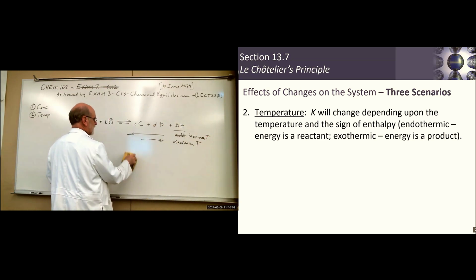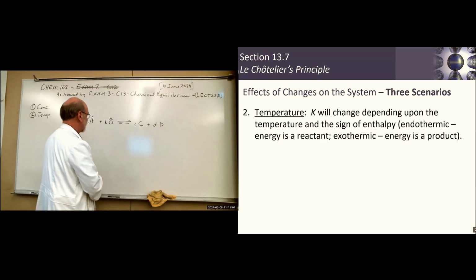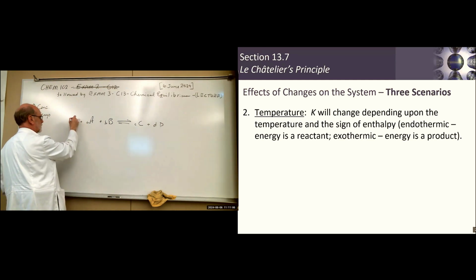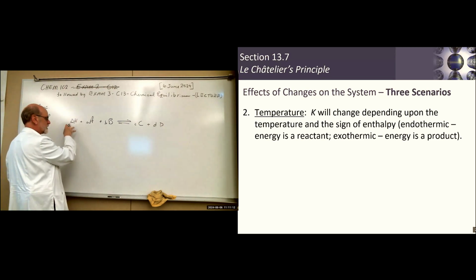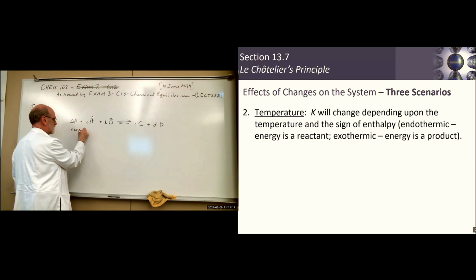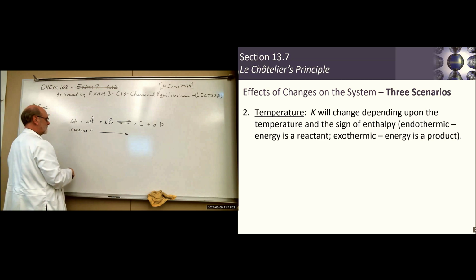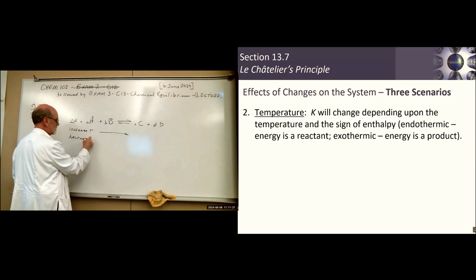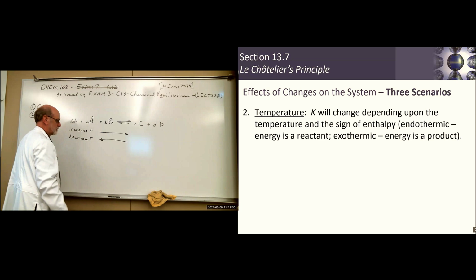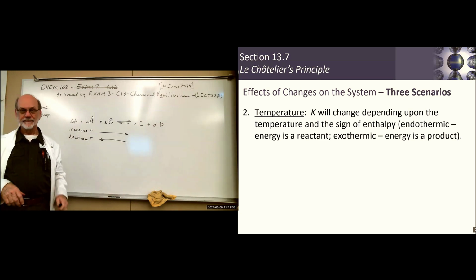Right? What then if it's an endothermic reaction? Now the enthalpy goes on this side. It absorbs heat in the reaction. Now, if you increase the temperature, you're increasing this factor, and you shift toward the products. Or if you decrease the temperature, now you're shifting back this way. You're removing heat, and you're shifting the reaction that way. Okay?